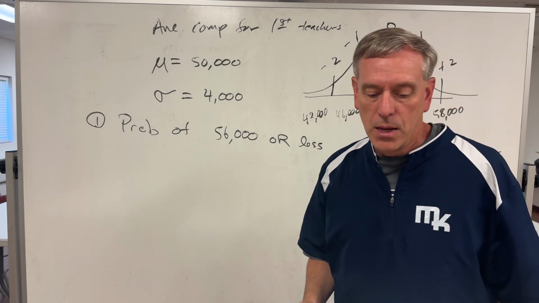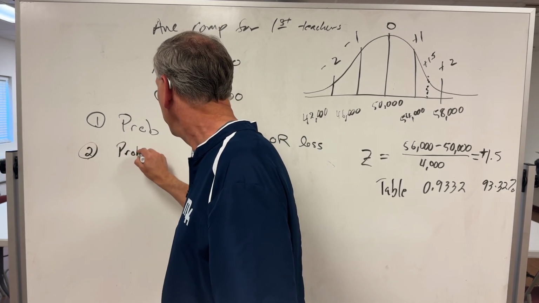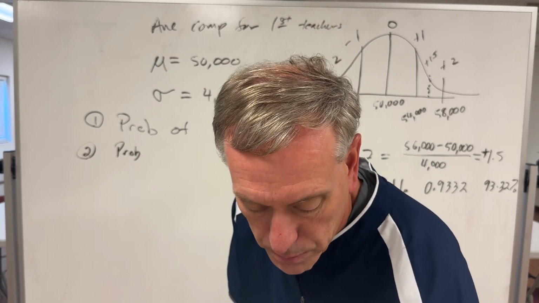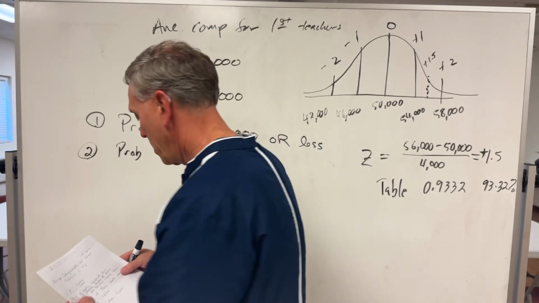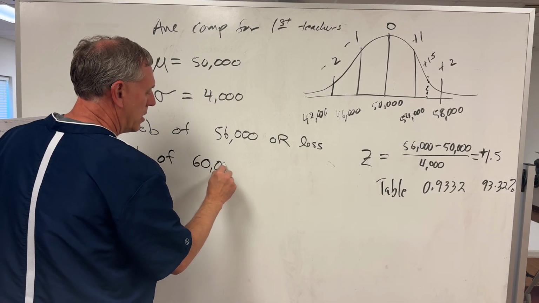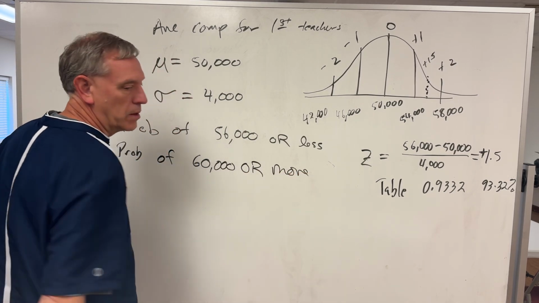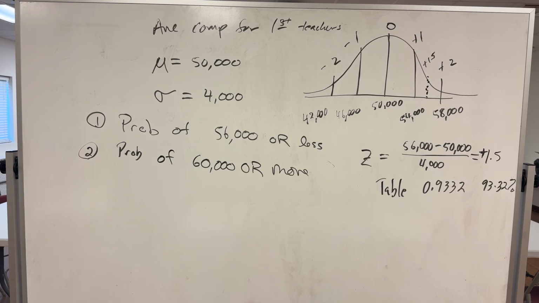All right, let's try another one. Number 2: what is the probability of making 60,000 or more? So that's a little bit different.